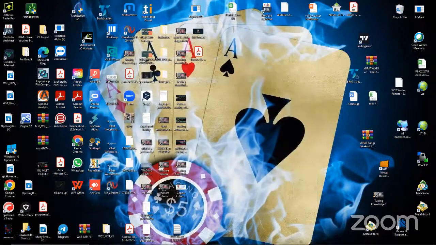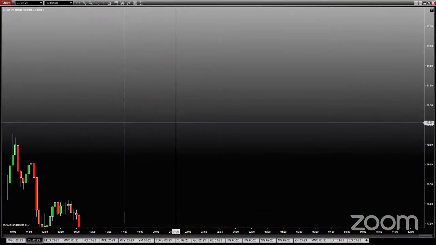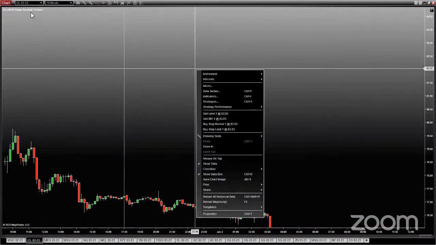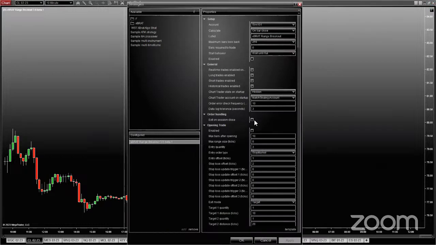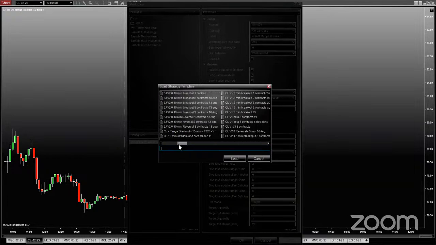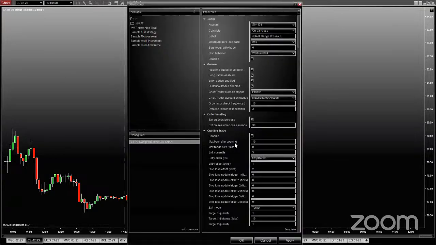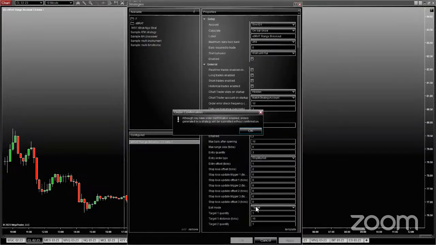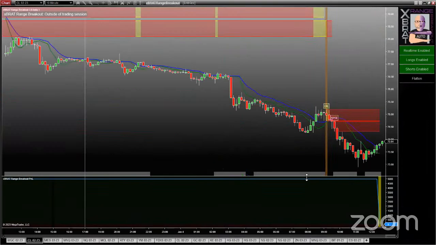Now when I'm on my chart, I'm going to go to CL. I'm on the 10-minute time frame. I've got the range breakout loaded up already, so I'm going to go to strategies, go to template, go to load. And you can see we do a lot of work on these. So CL range breakout, 10 minutes, 2023 version 1. I'm going to load that up, click enable, and that's the automated trading strategy loaded up.